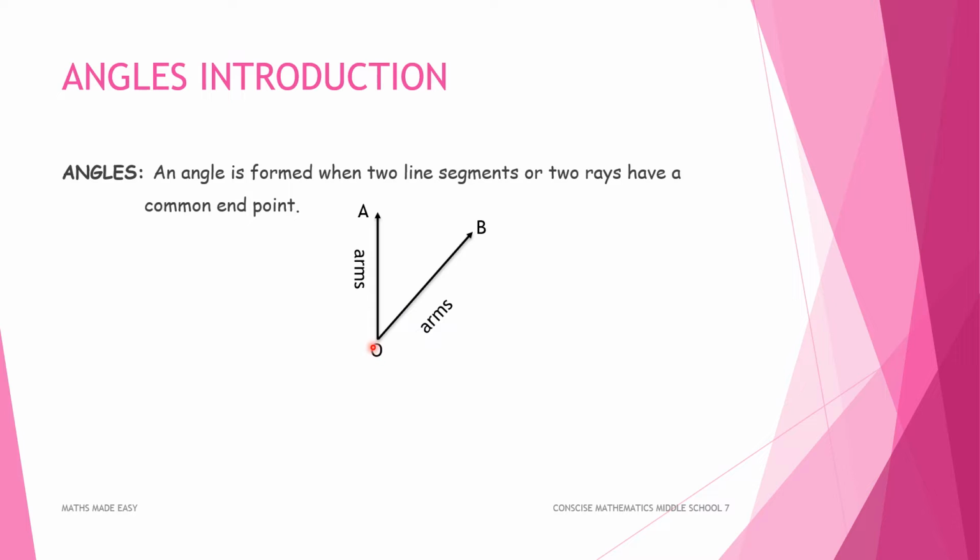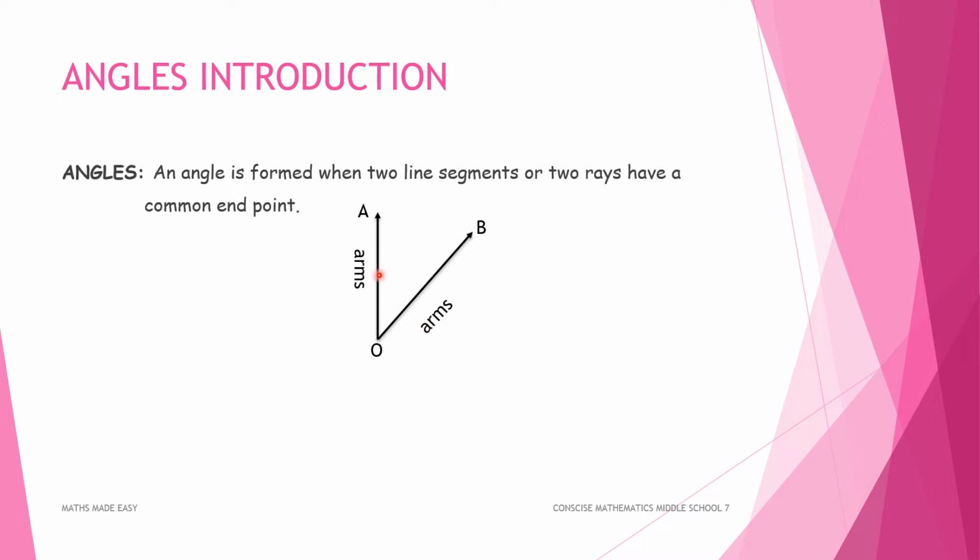Here is a diagram where the angle is formed. See, here OA is a ray. I am taking the example of a ray because one point is fixed and the other is infinite. You can extend this in any direction, to any length. Okay, OA is a ray and OB is a ray. Here we are using two rays, OA and OB, and these two lines are called arms.